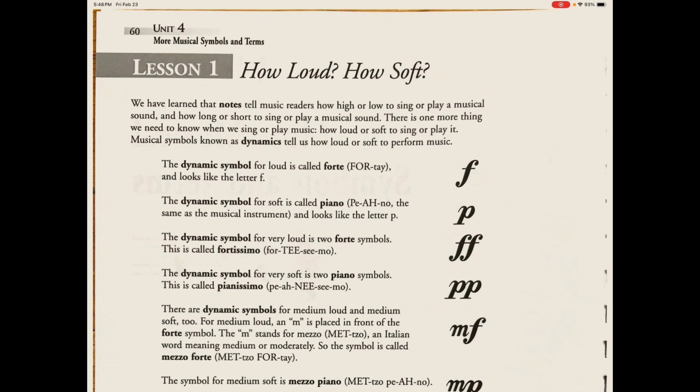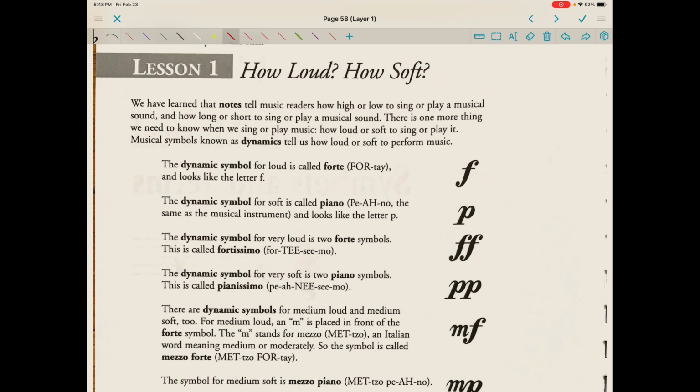Returning to J. Albrecht's Ready to Read Music, we're on Unit 4, which is the unit on more musical symbols and terms, Lesson 1, entitled How Loud, How Soft. We have learned that notes tell music readers how high or low to sing or play a musical sound, and how long or short to sing or play a musical sound. There's one more thing we need to know when we sing or play music: how loud or soft to sing or play it. Musical symbols known as dynamics tell us how loud or soft to perform music.